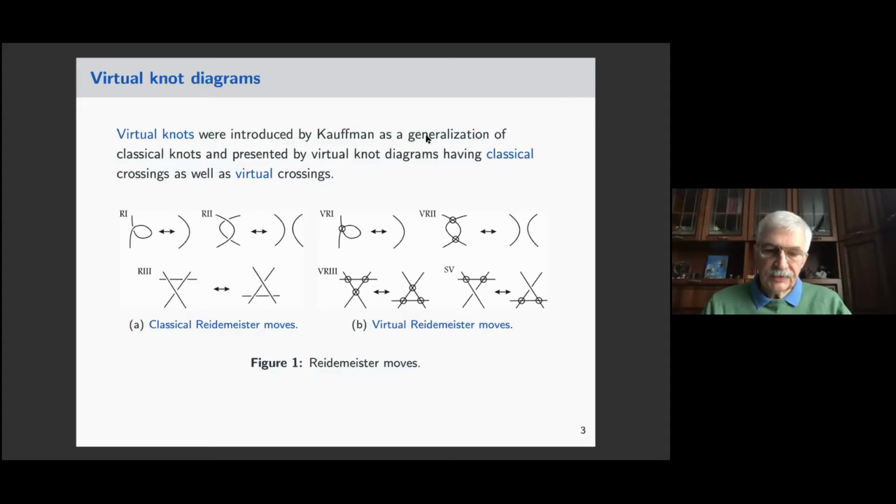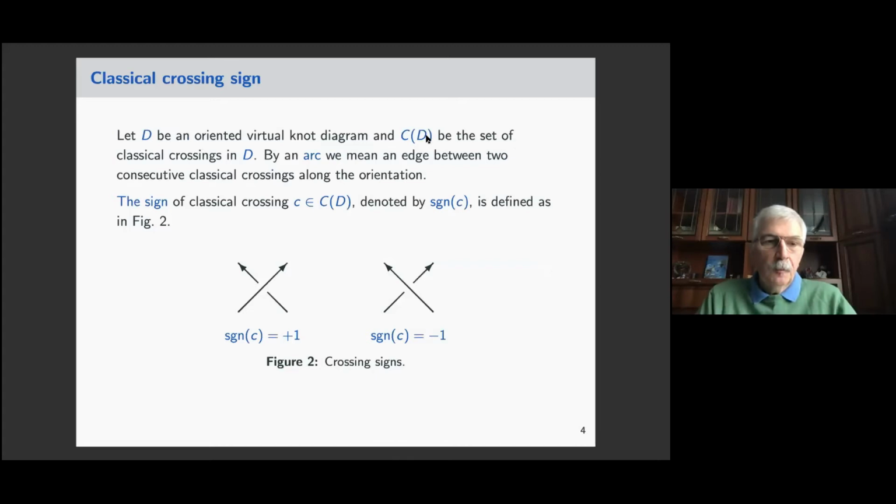Our idea is to start from flat virtual knots and then construct invariants for virtual knots. We use two basic ingredients. One of them is the classical crossing sign. Suppose we have an oriented virtual knot diagram D, and we denote by C(D) the collection of classical crossings in this diagram. We consider arcs in the following sense: an arc goes from a classical crossing to another classical crossing. It is not from underpass to underpass, but just from crossing to crossing.